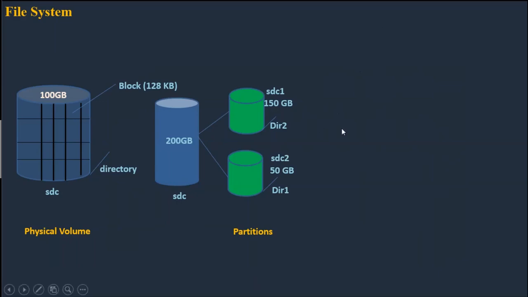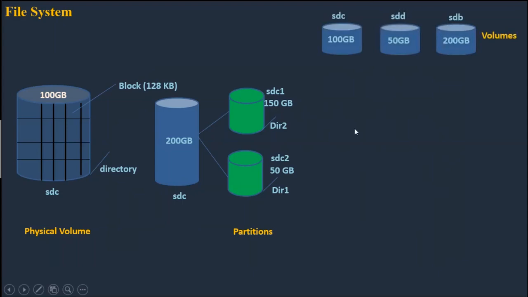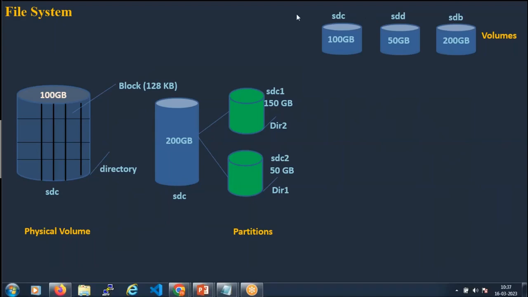Now let's talk about the third use case. Let's say in your system you have a couple of volumes associated, obviously. An EC2 instance can have multiple volumes as well. As a scenario, assume that you have a 100 GB volume, a 50 GB volume, and a 200 GB volume. There are three EBS volumes associated to your EC2 instance. Now, if you go to your EC2 instance, you should be able to see these three volumes.